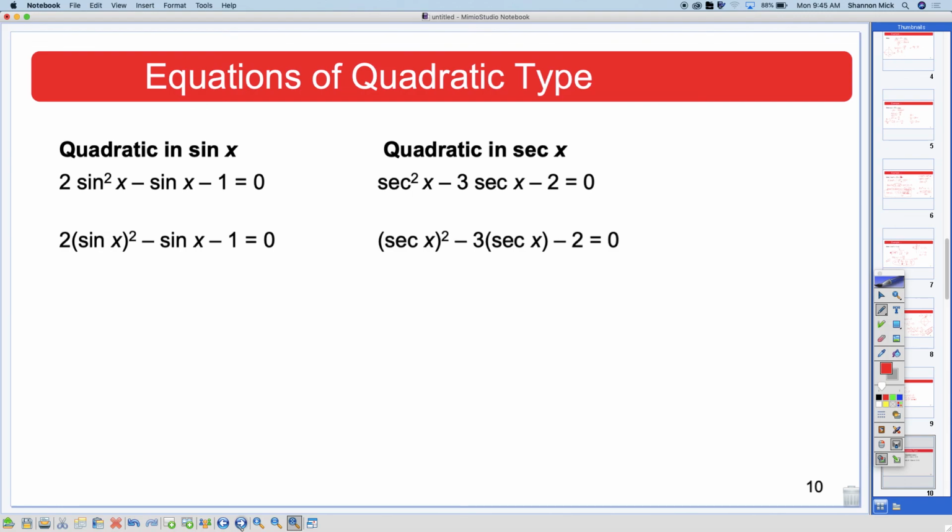Thank you. Okay, so 2 sine squared of x minus sine of x minus 1. That is 2 sine of x squared, so it's the same as saying 2x squared minus x minus 1. Can we factor that? Yeah. The factors of 2 that have a difference of 1 are what? 2 and 1. So if I were to factor this right here, I would factor it as 2x plus 1 and x minus 1, wouldn't I?